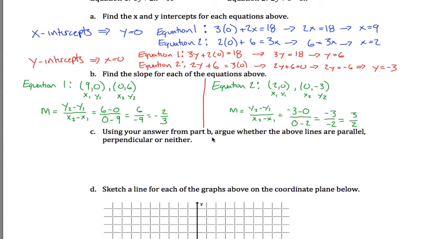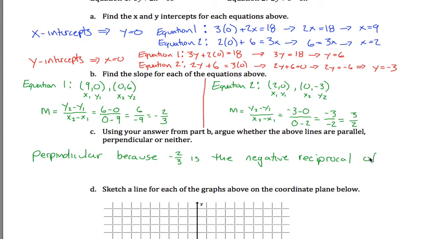Now it wants to know, are these lines parallel, perpendicular, or neither? These are perpendicular. And the reason why is because negative 2/3 is the negative reciprocal of 3/2. That is, if you take one of the slopes, flip it upside down, and add a negative sign, you get the other slope. So they're perpendicular.